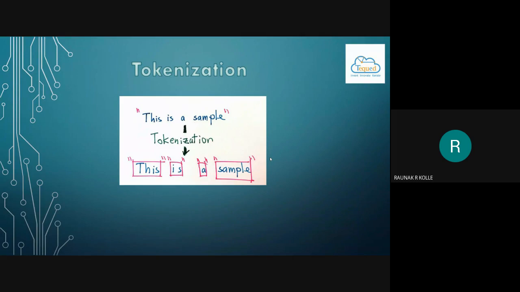Tokenization. Tokenization is one of the basic steps in natural language processing. Tokenization is the splitting of the tokens in a sentence into several tokens. For example, the sentence considered here, "this is a sample," can be broken into four tokens, that is, "this," "is," "a," and "sample," as represented in the figure.